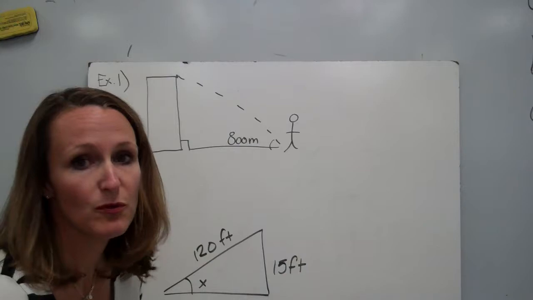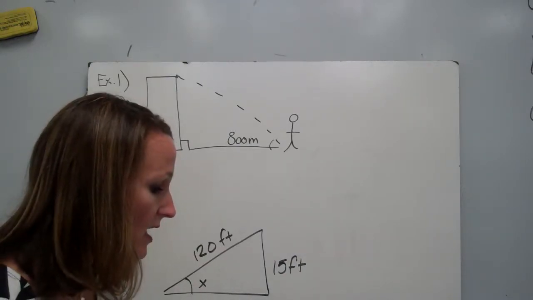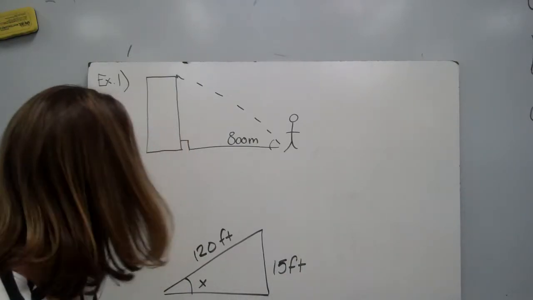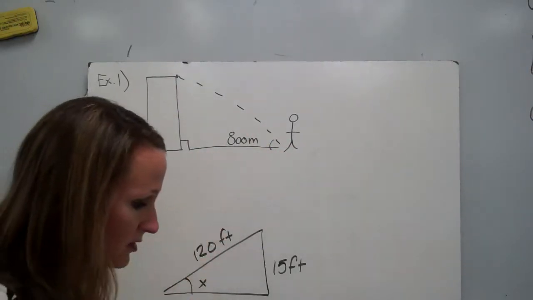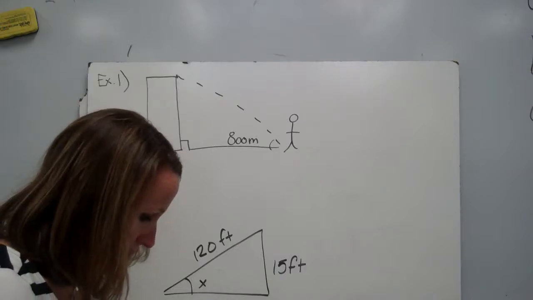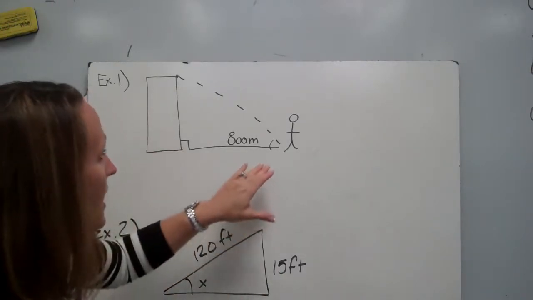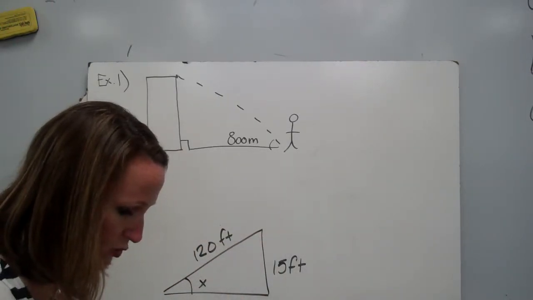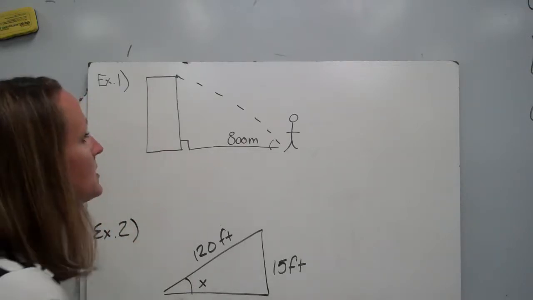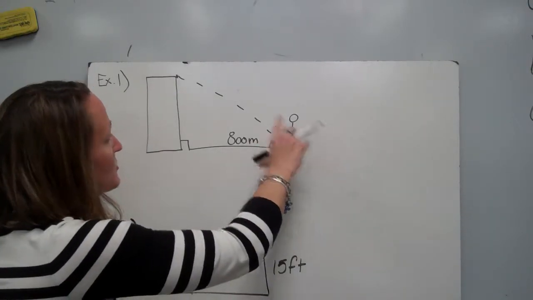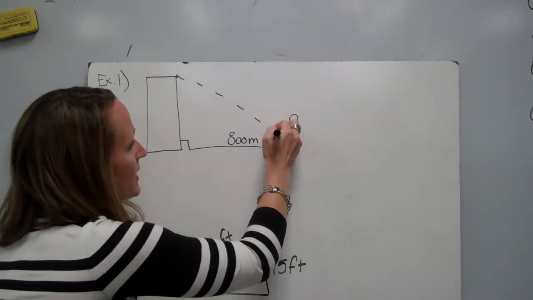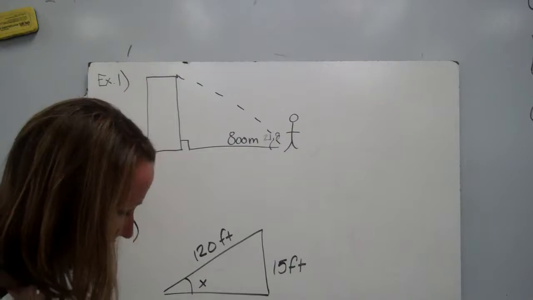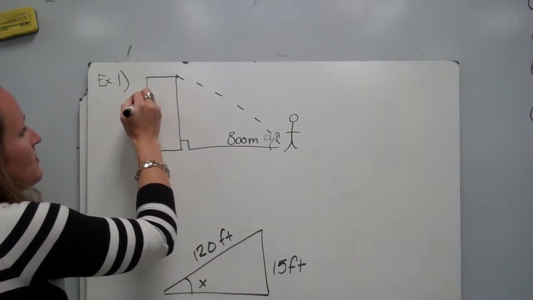Okay, so look at example 1 in your notes. It says a person is standing 800 meters away from the base of the Chrysler Building. So here we have the Chrysler Building. Here's my person. They're 800 meters away. The angle of elevation to look up at the top of the building is 21.8 degrees. So here's my angle of elevation. This person is looking up, so this would be 21.8. How tall is the building? So this would be my x.